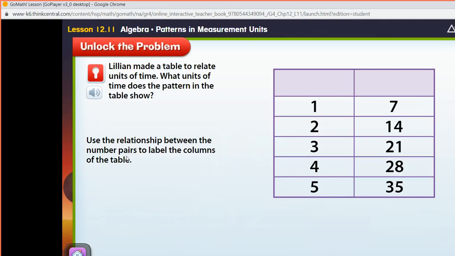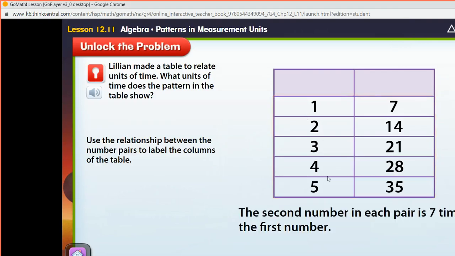First, identify the number pairs by reading across each row. The first number pair is 1, 7. The second pair is 2, 14. The third pair is 3, 21. The fourth pair is 4, 28. And the fifth pair is 5, 35. What is the relationship between the numbers in each pair? The second number in each pair is 7 times the first number.